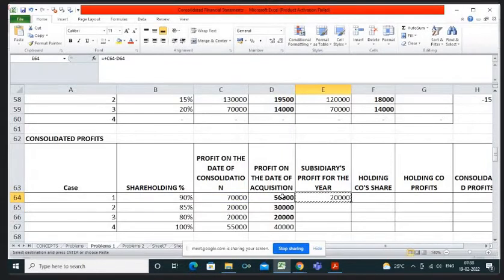So in case 1, 20,000. In other cases it is minus 10,000. It means a loss. Then no profit, no loss. Then 15,000 profit.